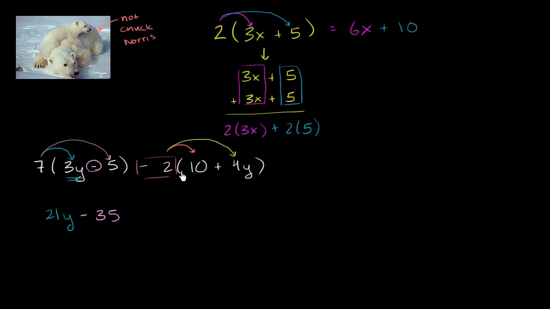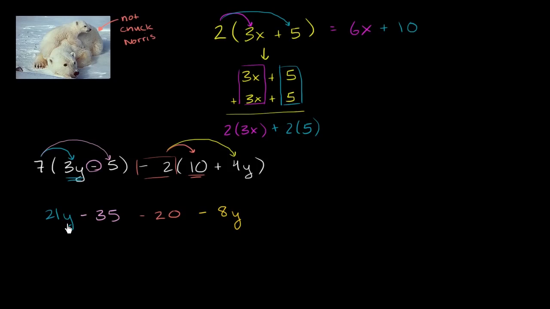So negative 2 times the 10 is negative 20. So it's minus 20. Right over here. And then negative 2 times 4y, negative 2 times 4 is negative 8, so it's going to be negative 8y. So let's write a minus 8y right over here. And are we done simplifying? Well, no, there's a little bit more that we can do.